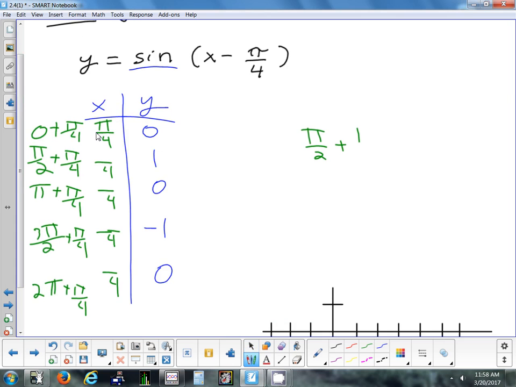Okay, how about pi over 2 plus pi over 4? What do I have to do first to add those up? Yep, make this 2 pi over 4. So I got my common denominator. What's 2 pi over 4 plus 1 pi over 4? 3 pi over 4. Yep, we got 3 pi over 4. And then I think once we do one more, you'll see the pattern, I hope.